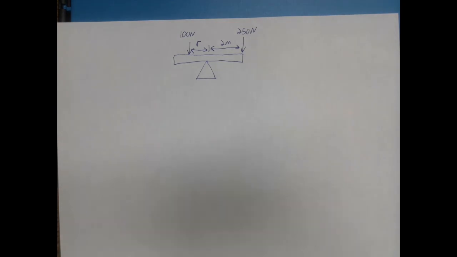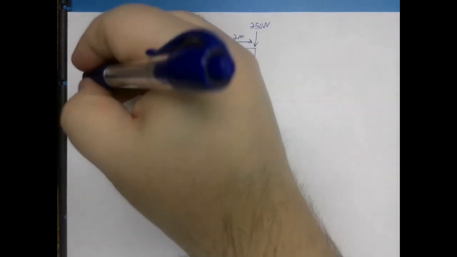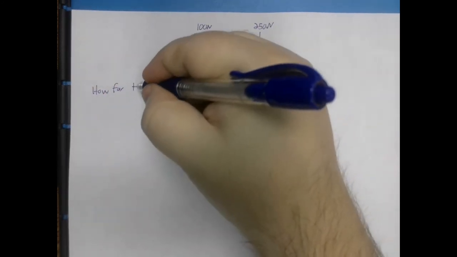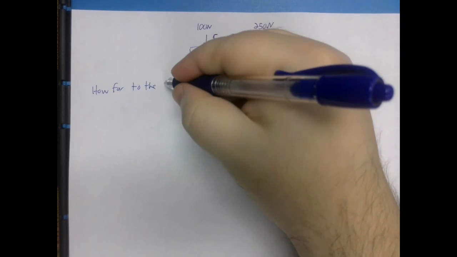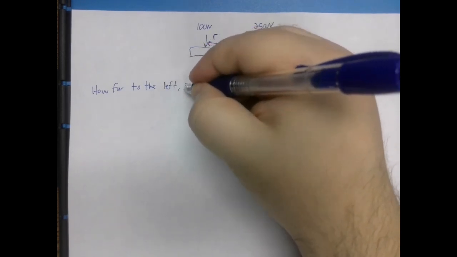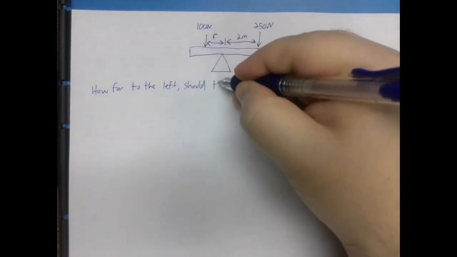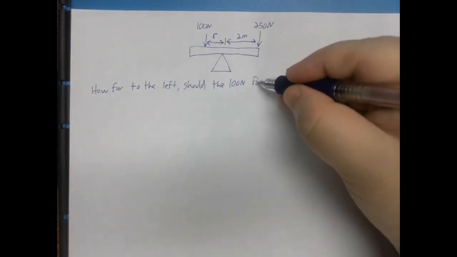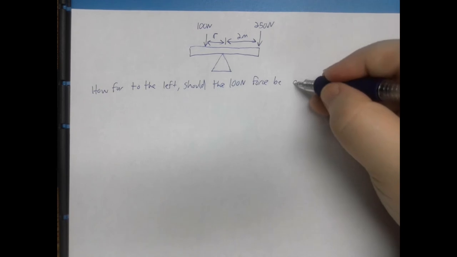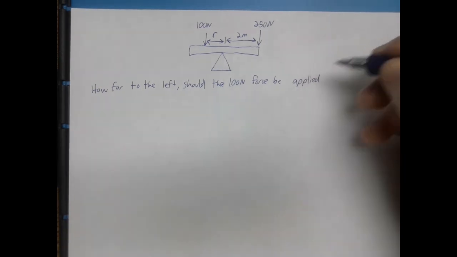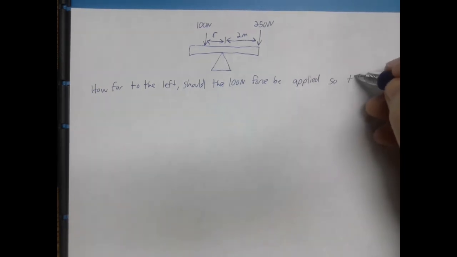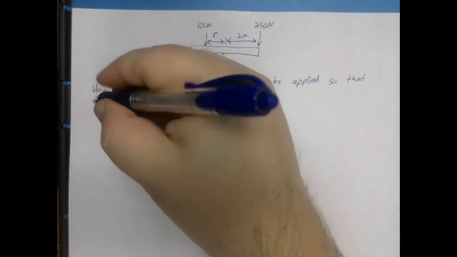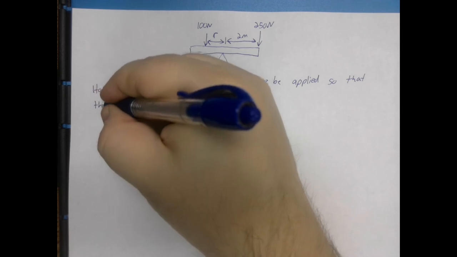My question is, how far to the left should the 100 newton force be applied so that the beam doesn't rotate?